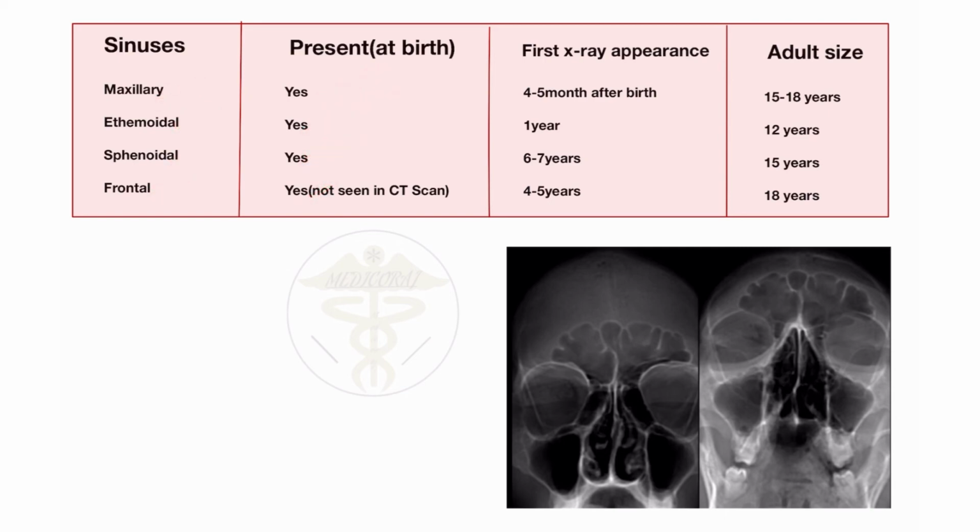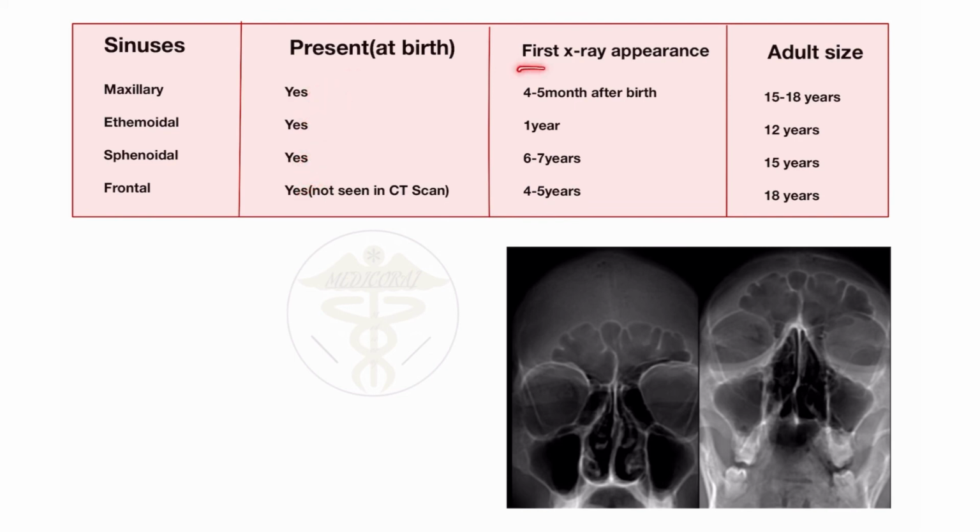But you will not see them all in the CT scan. Frontal sinuses are not visible in the CT scan and also in the X-ray. So only maxillary, ethmoidal and sphenoidal sinuses are visible in the CT scan at the time of birth, but frontal sinuses are not visible in the CT scan. But all paranasal sinuses are present at the time of birth.